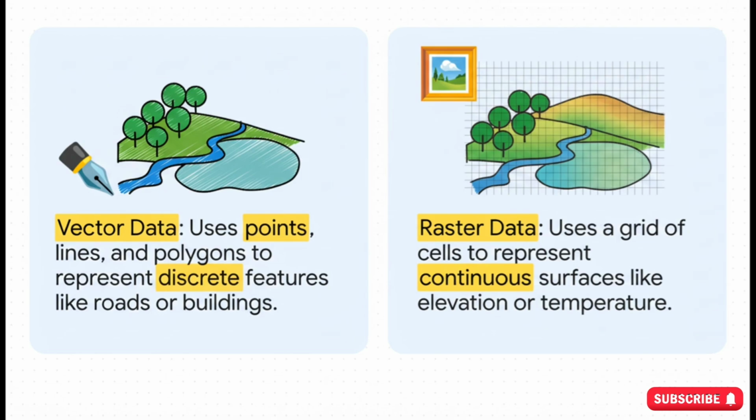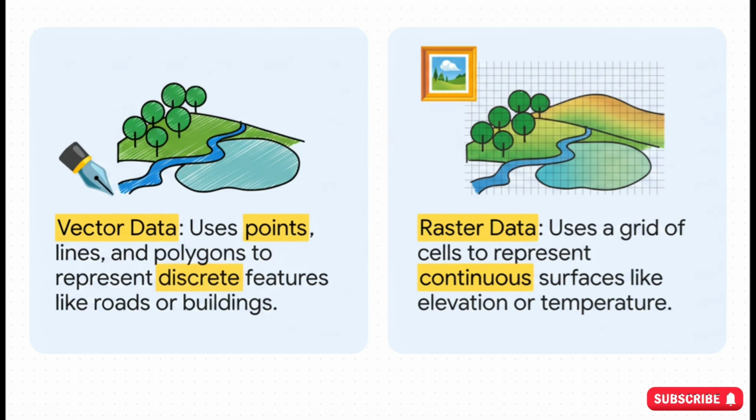First up is vector data. Think of this like drawing. It uses simple points for stuff like fire hydrants, lines for roads, and polygons for things like parks or property lines. It's absolutely perfect for anything with a clear, definite boundary.